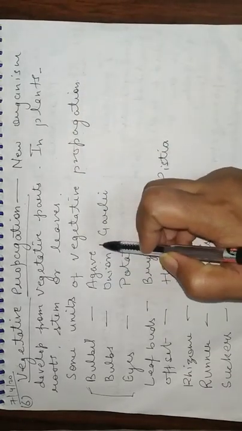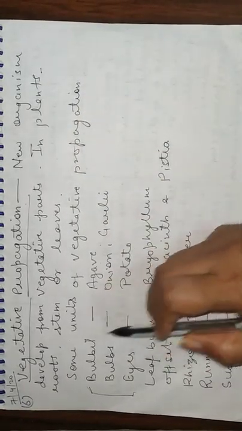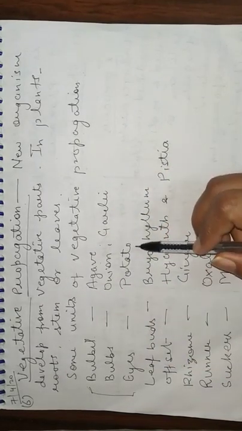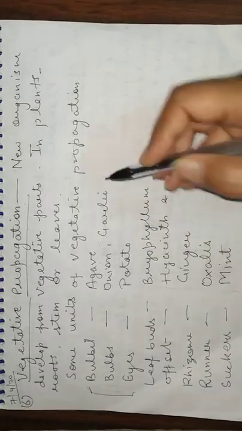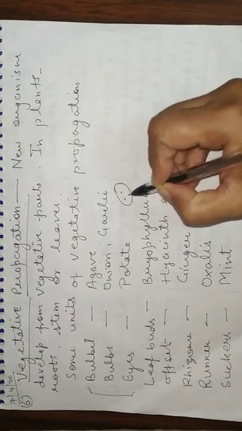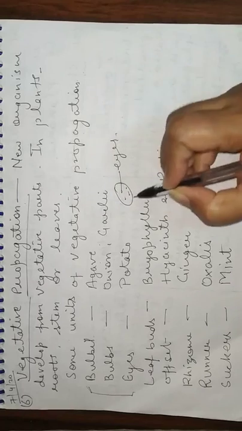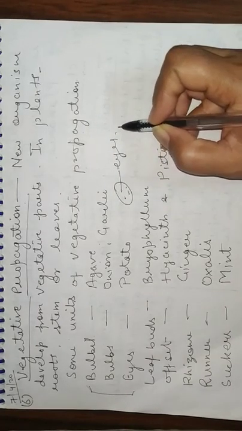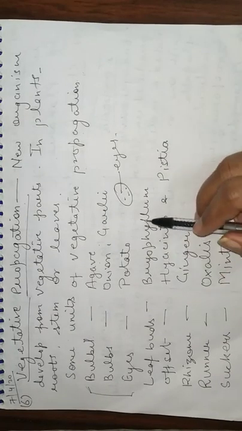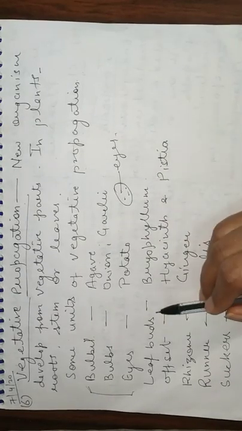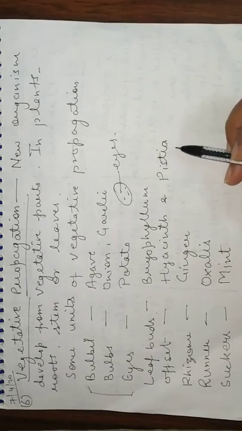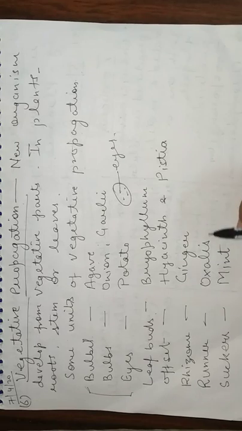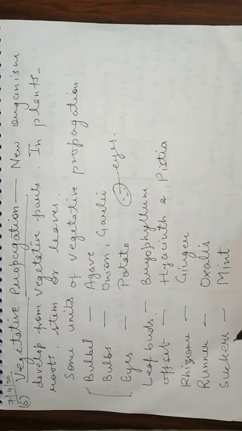Now, some units of vegetative reproduction. A plant agave with the help of bulbil, onion and garlic with the help of bulbs. Potato, we have seen small black dot structures known as eyes, through which a new individual, a new plant, is developed. Bryophyllum has leaf buds. In hyacinth and pichia, offset. In ginger, rhizome. In oxalis, runner. In mint, sucker.